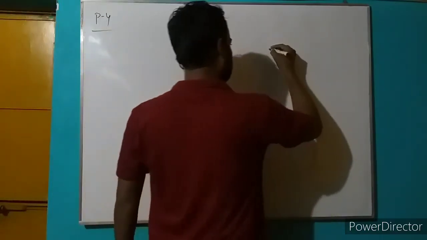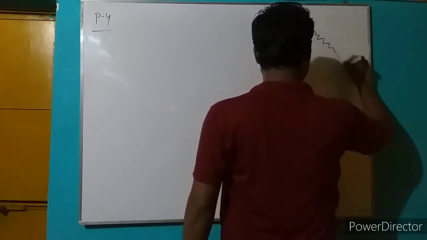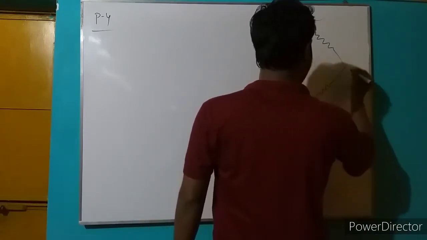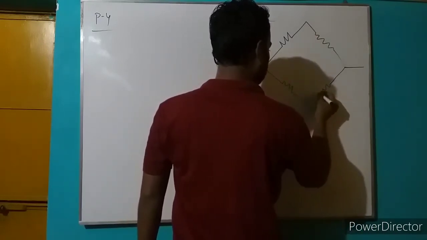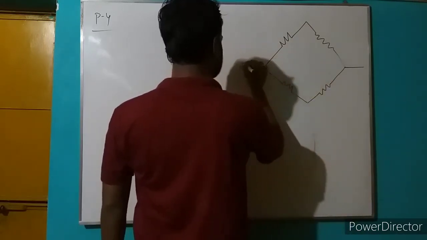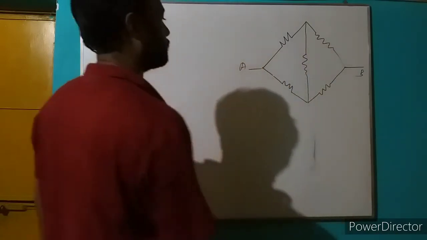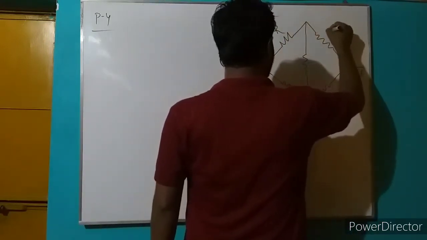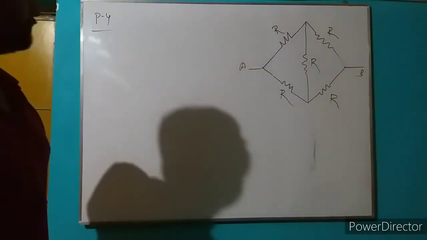Problem number 4. Same thing. That is also the same problem, but quite different from the before one. Okay. So here the resistance becomes R, R, R, R, R. How to solve this one?